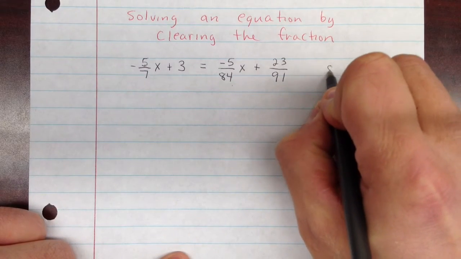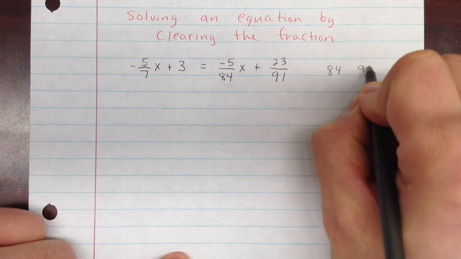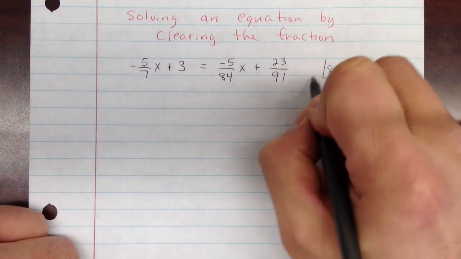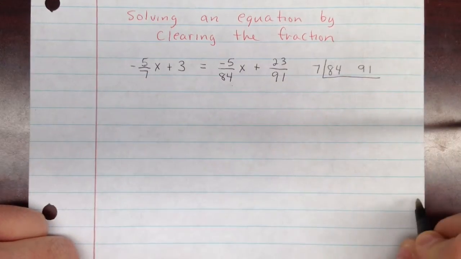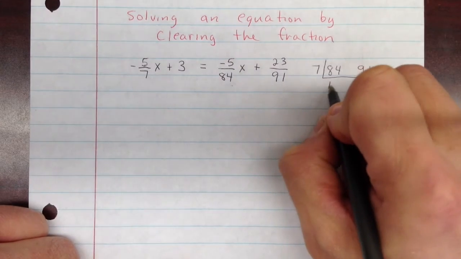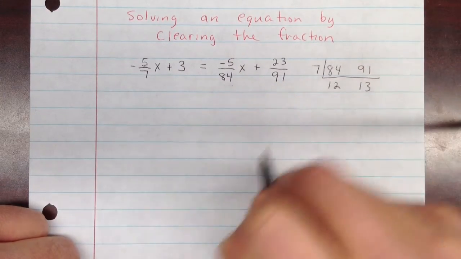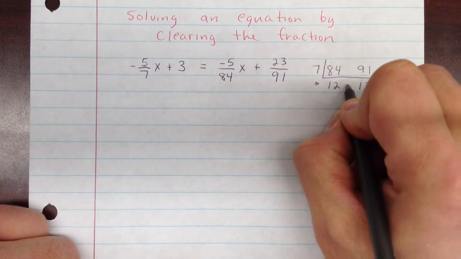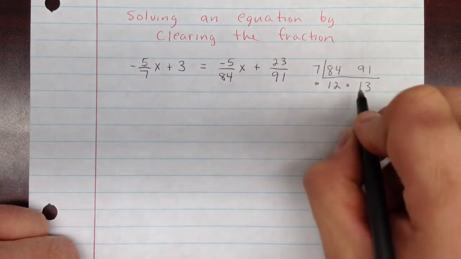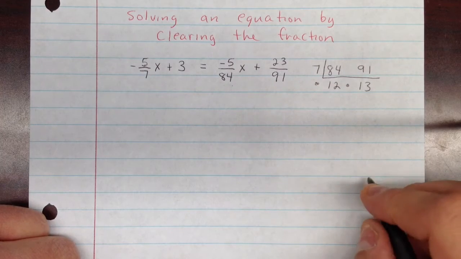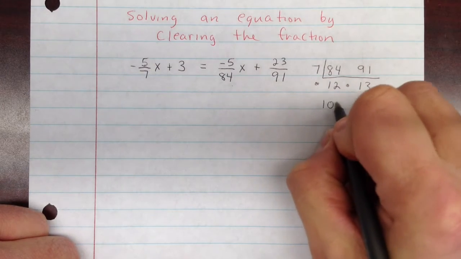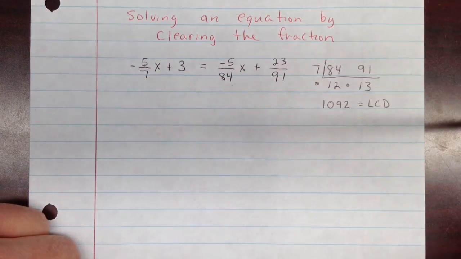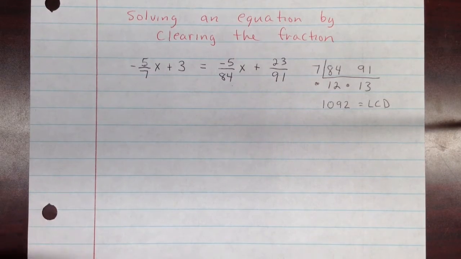So let's take 84 and 91 and put them in a slide and figure out what number goes into them. It is actually 7 in this case. You might have to play around a little bit to see that. Divide with your calculator, but you'll see it does go in 12 times here, 13 times here. And 12 and 13 are relatively prime, so we can stop dividing and multiply 7 times 12 times 13 to get 1092. So that's the least common denominator for this problem we're going to use to multiply by everything.